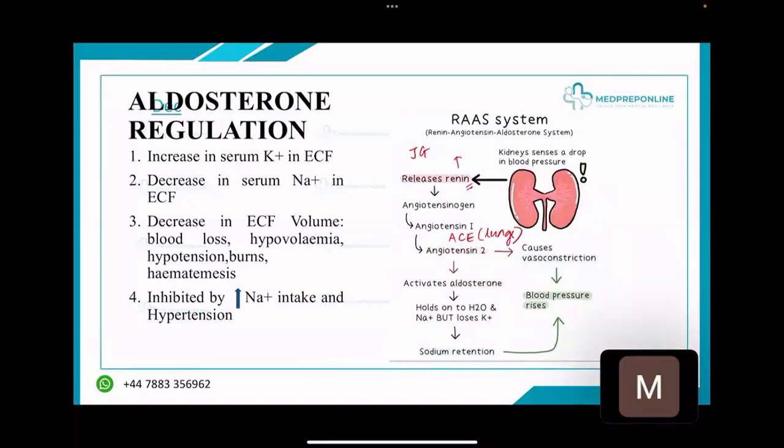So once this is released, angiotensin 1 is converted to angiotensin 2, which is a potent vasoconstrictor, because of which the net effect will be an increase in blood pressure. This angiotensin 2 also activates aldosterone. Now, aldosterone we just saw, it holds on to water as well as sodium, but what is the net effect?